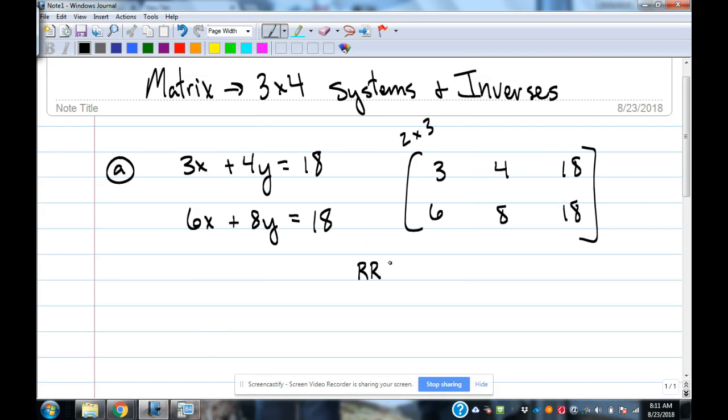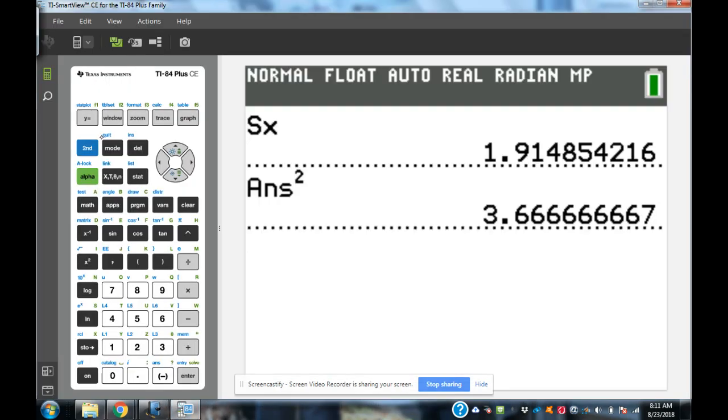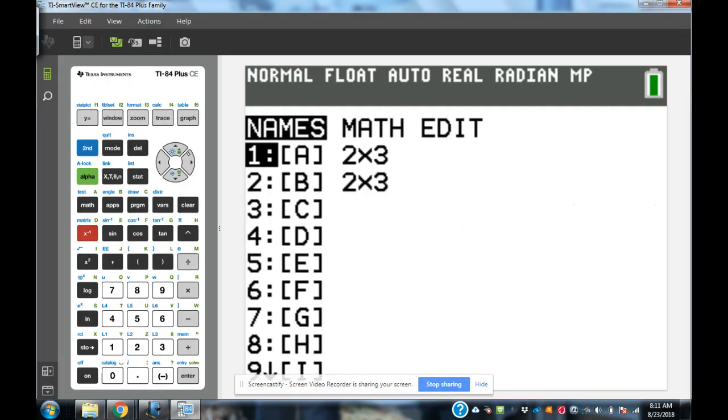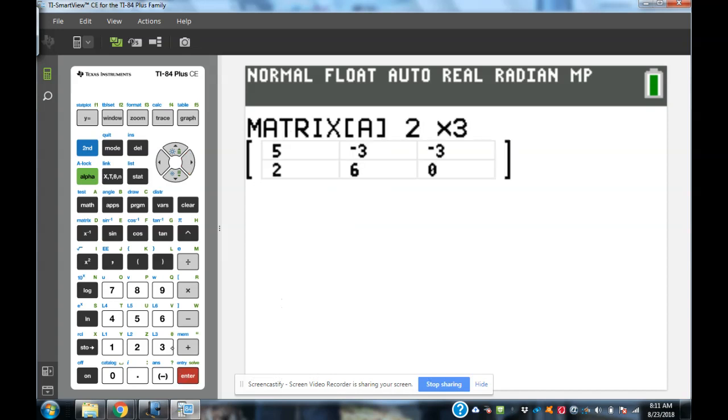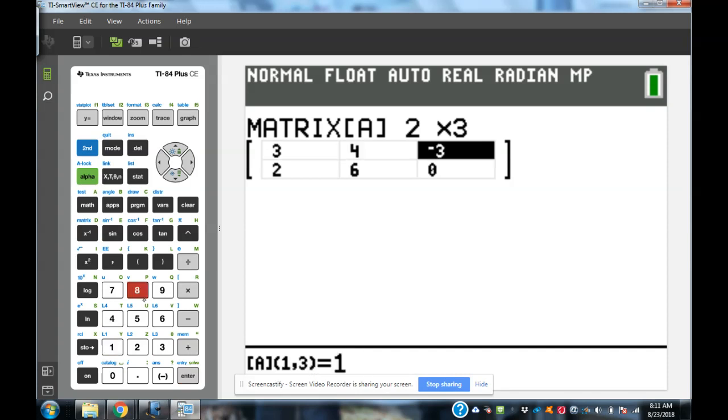Calculator RREF, reduced row echelon form is what we're going to try to get the calculator to do. Let's see what this one does. Second matrix, edit 2 by 3, 3, 4, 18, 6, 8, 18.